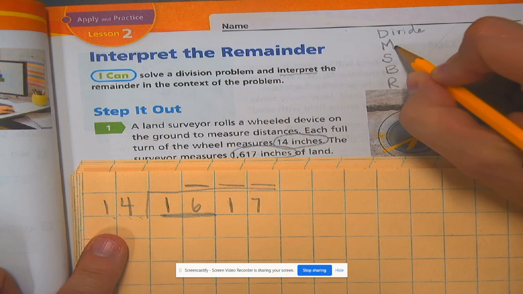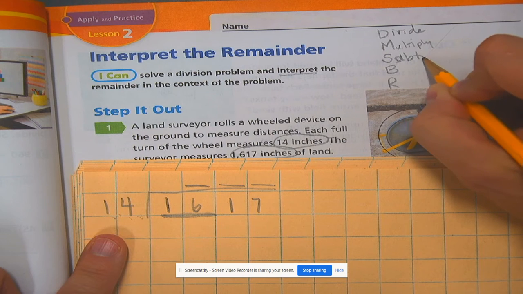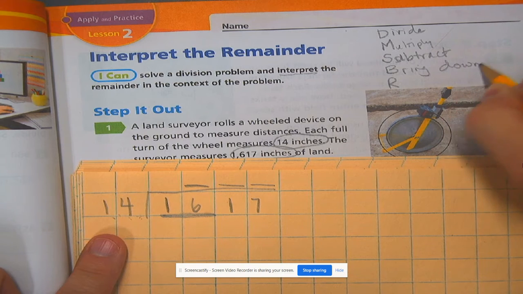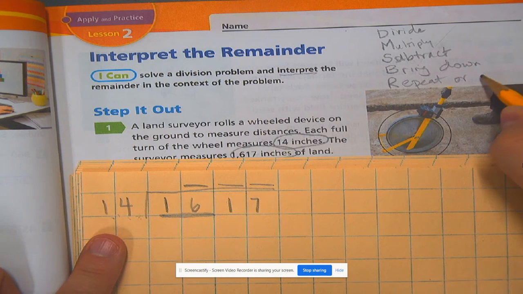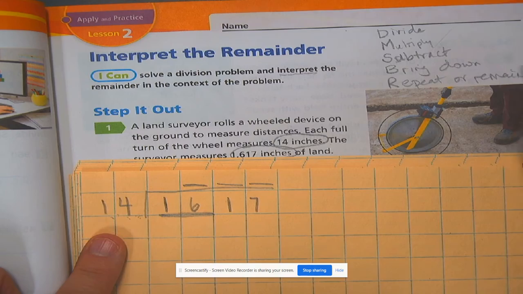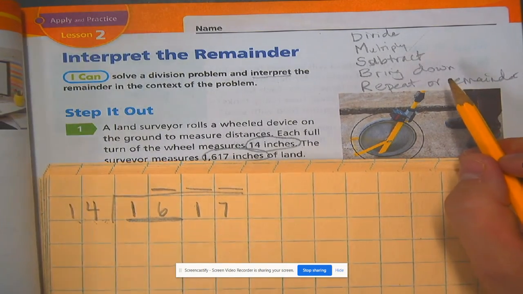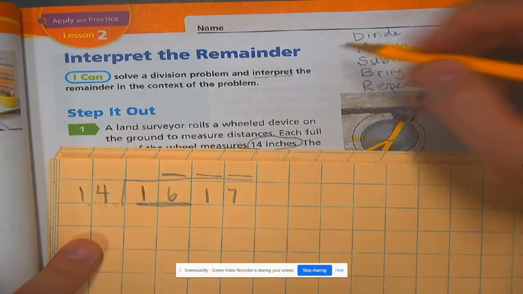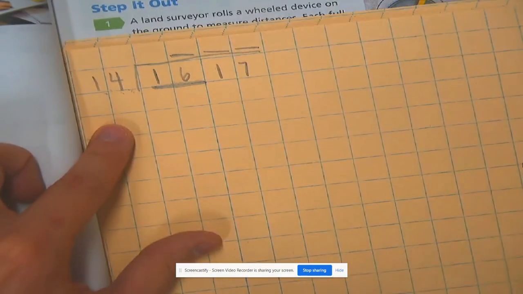Okay, so Dad, we do what? Divide. Mom, we multiply. Sister, we, whoops, subtract. Brother, we bring down. And Rover is either a repeat or a remainder. How do I know if it's a remainder? There's nothing to bring down. How do I know if it's a repeat? We bring something down, so then we go right back up to the top on repeat. Okay, so knock, knock, knock.